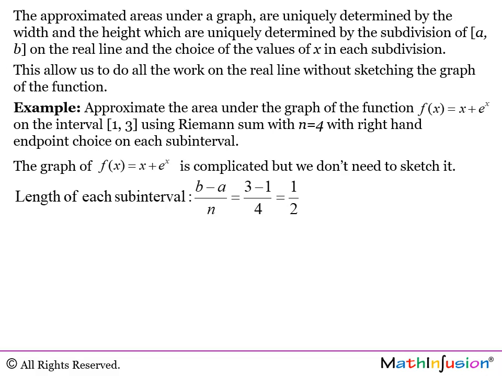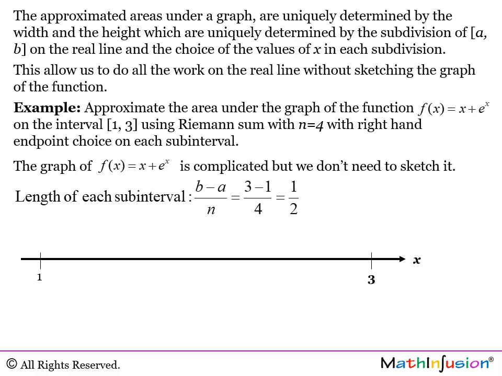The length of each subinterval is (b minus a) over n. In this case, the interval is [1, 3], so it's (3 minus 1) over 4, and we get 1/2. I'm going now to do everything on the x-axis. And again, I'm not going to sketch the graph of f(x) equals x plus e to the x.